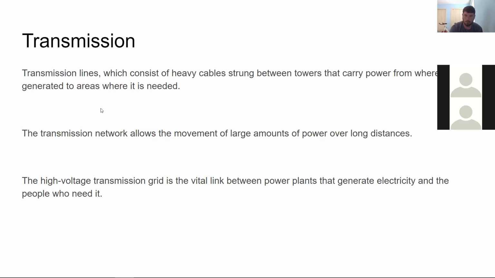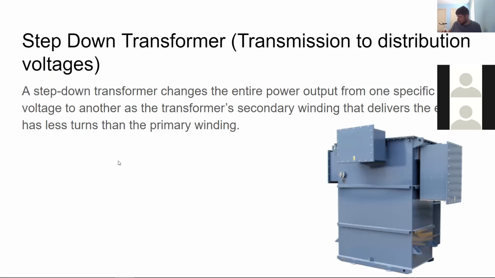Transmission. Our transmission lines, which consist of heavy cables strung between towers, carry electricity from where it is generated to areas where it is needed. The transmission network also allows the movement of large amounts of power over long distances. The high voltage transmission grid is the vital link between power plants that generate electricity and the people who need it. Good description.